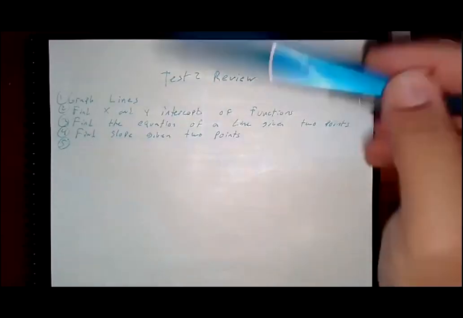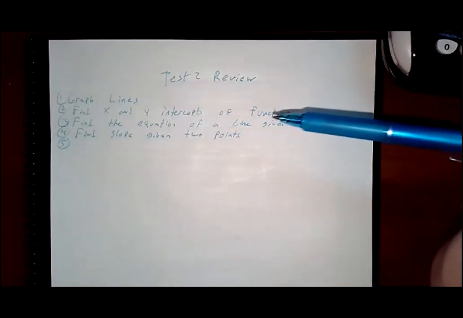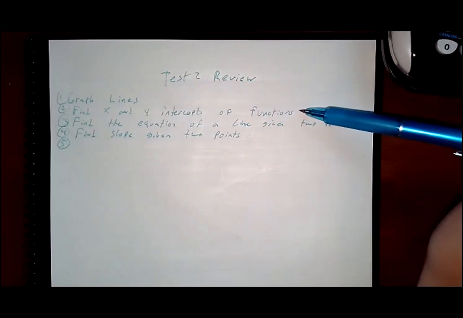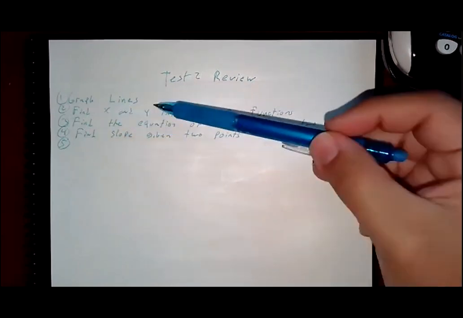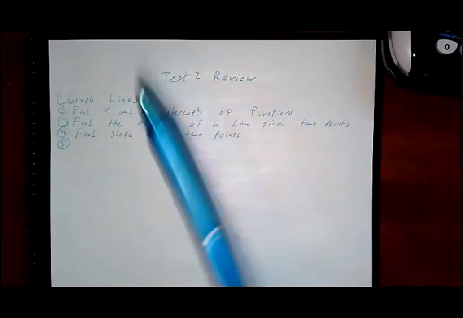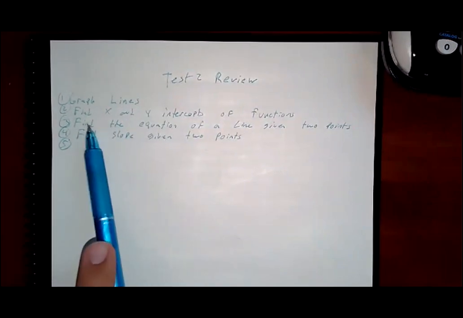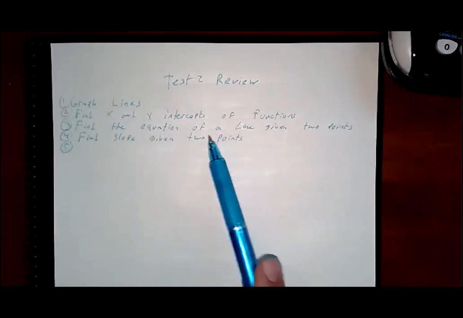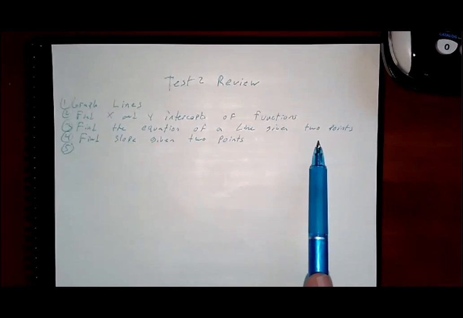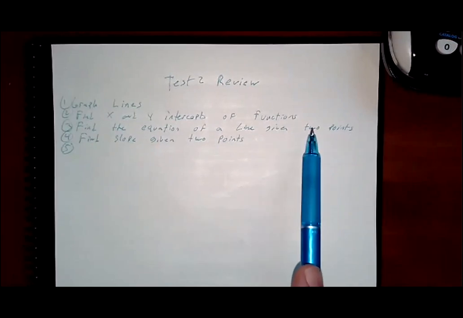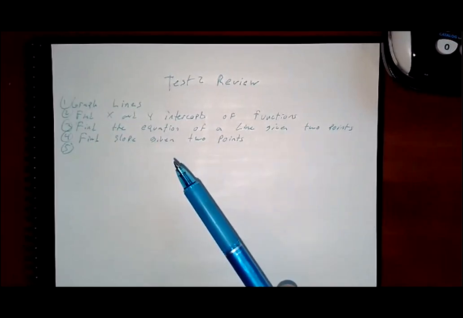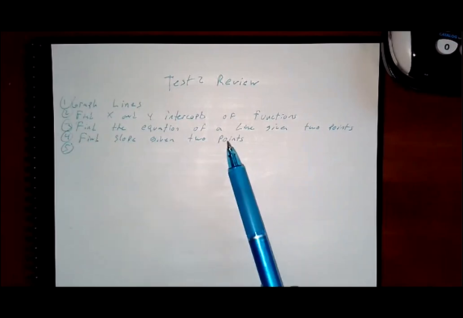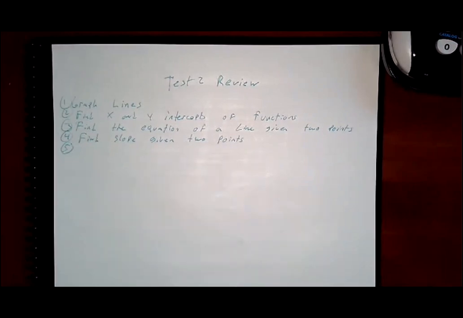X and y intercepts of the line or any function in general. So I'm just going to put function, so you know they'll ask for intercepts of anything. Number 3, find the equation of a line given 2 points. So you'll have a couple of questions where they give you 2 points and you got to find the slope and then the y-intercept, and then you put that together, which is the whole line equation, right?